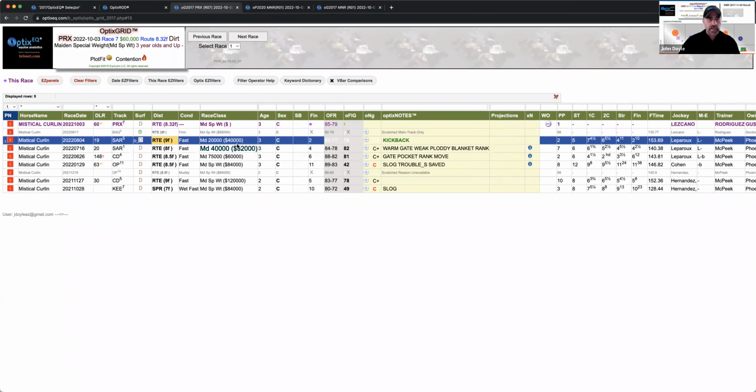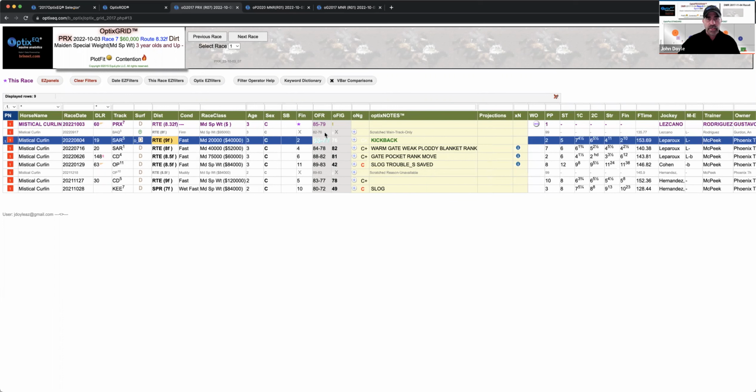So he's talked about the kickback. Now that was at the $20,000 level. This horse ran in a maiden special weight, but that was in New York, at Saratoga. That wasn't at Parks. So you can see the figure range this horse ran in is similar. So this is not really a big jump in class for this horse. Got the kickback in that race.